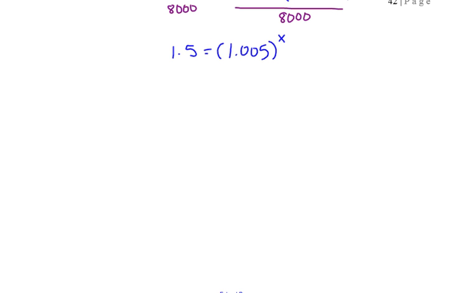Log of both sides. Log 1.5 equals log 1.000. Whoop. Getting carried away with my zeros. Don't we all?